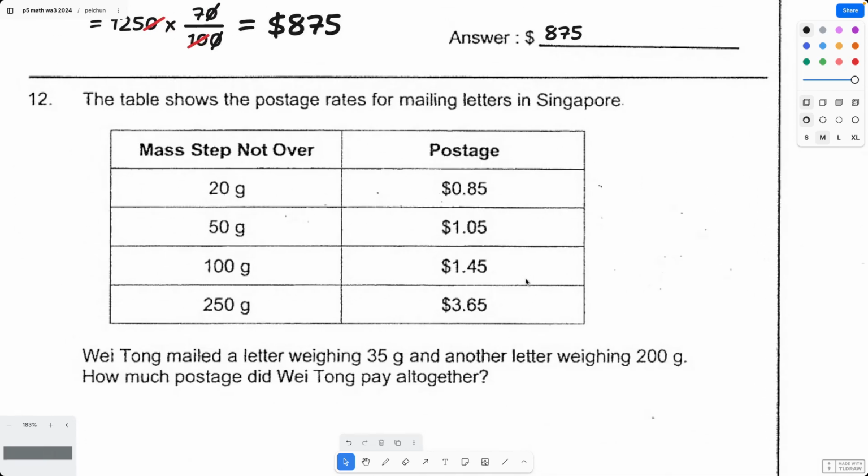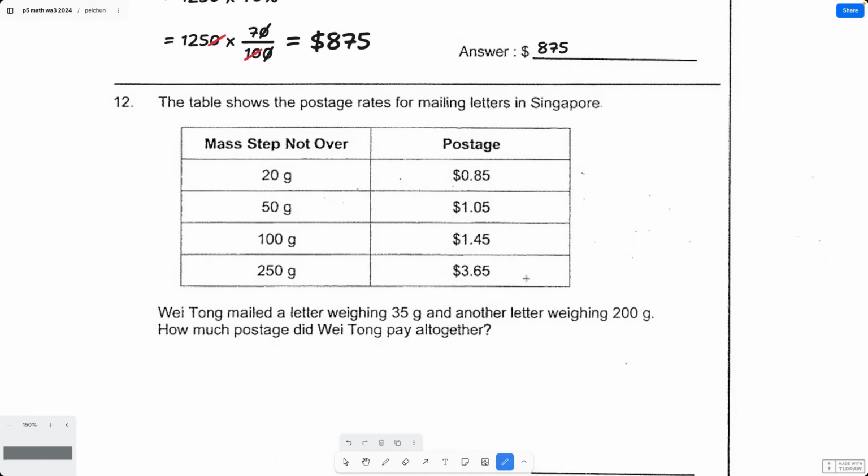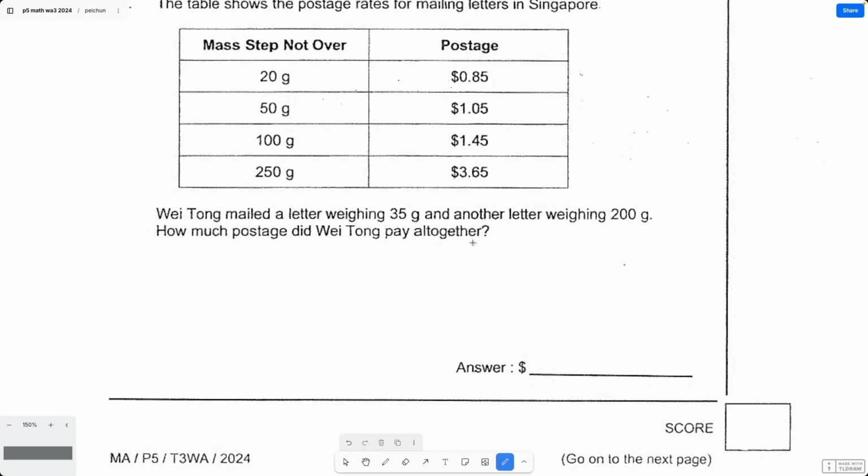Question 12. Question 12 says the table shows postage rates for mailing letters in Singapore. Mass step not over 20 grams, 50 grams, 100 grams, and 250 grams. So Wei Tong mailed a letter weighing 35 grams and another letter weighing 200 grams. How much postage did Wei Tong pay altogether?